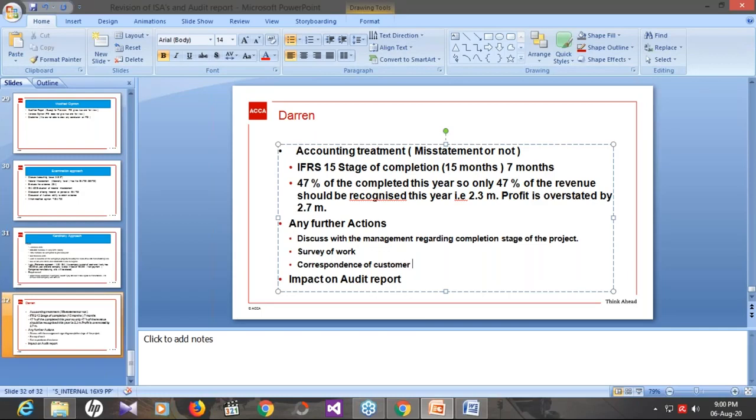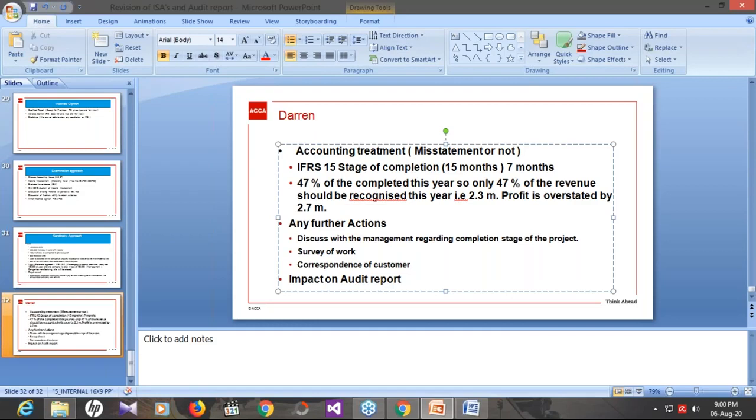Further action doesn't mean that you just have to disclose this information to management or the persons charged with governance. Before this, you need to confirm what is happening and what needs to be adjusted. So it is clear that revenue needs to be adjusted and profit is overstated. You should complete your working papers. You should obtain the evidence. Yes, you can write some evidence in any further action.